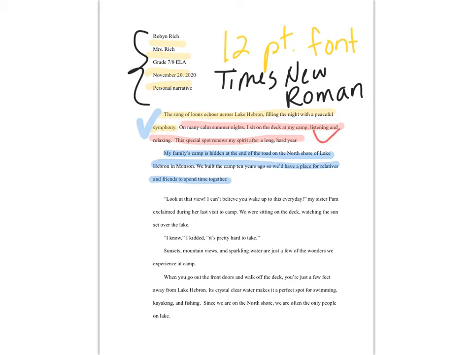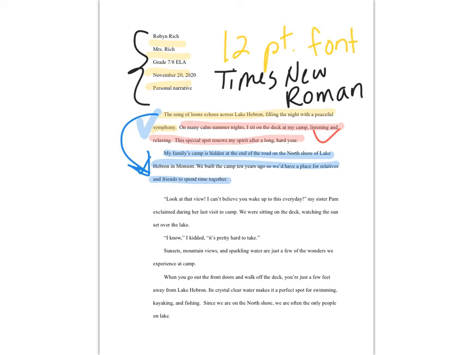So what about the loons? Well, I listen to them while I'm sitting on my deck. And then what deck? The deck at my camp. So I've tried to make sure that my lead connects to the body of my writing with a transition. So I feel like I have an effective lead. I did use some transition sentences to connect to the body of my camp.